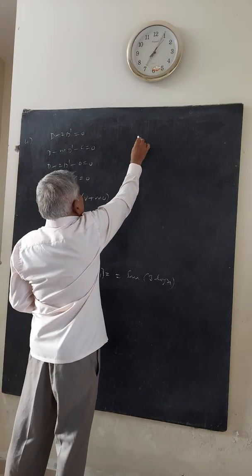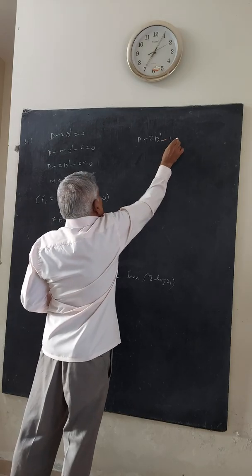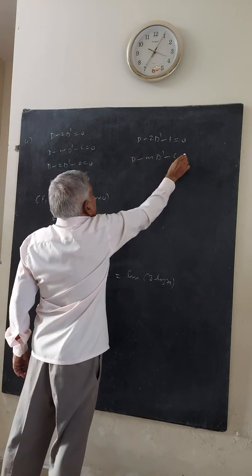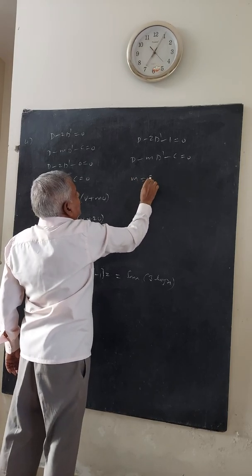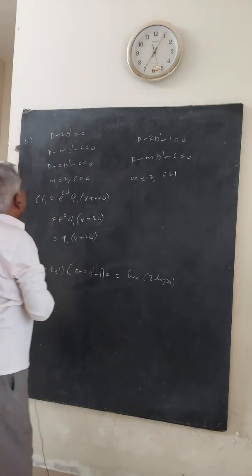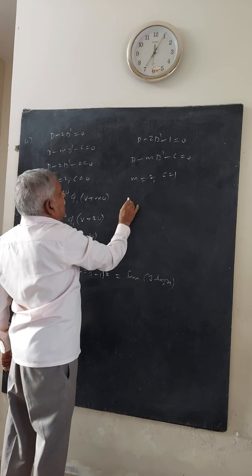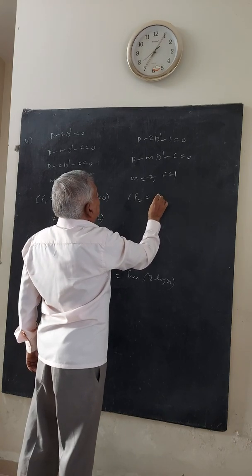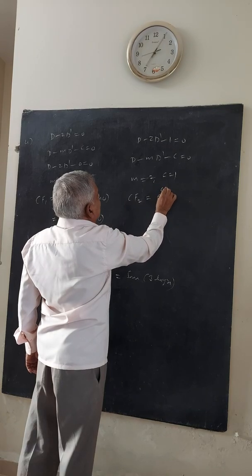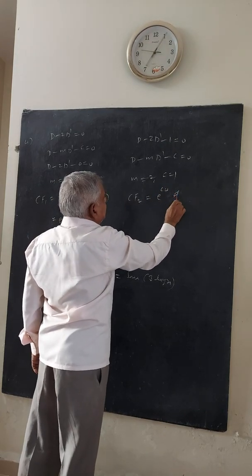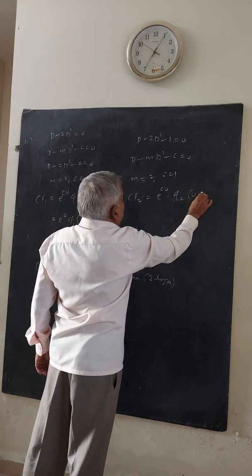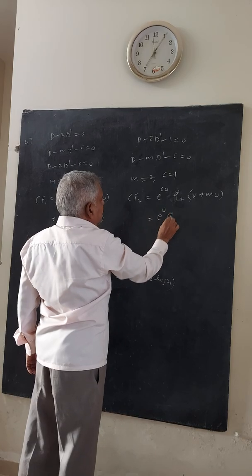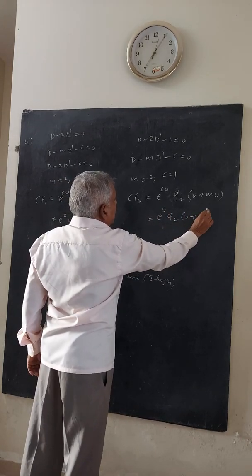Similarly, next factor D minus 2D dash minus 1 equal to 0. Compare this with D minus mD dash minus c equal to 0: m equal to 2, c equal to 1. CF2 equal to e power cu phi of v plus mu, which is e power u phi of v plus 2u.